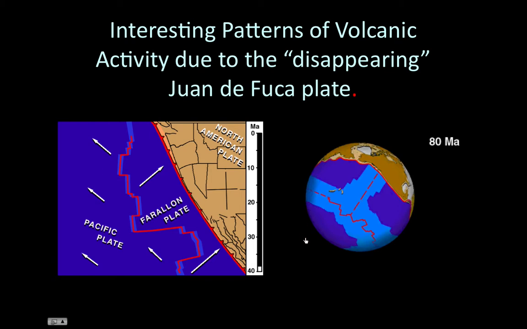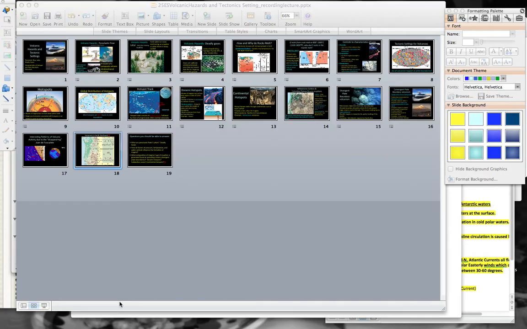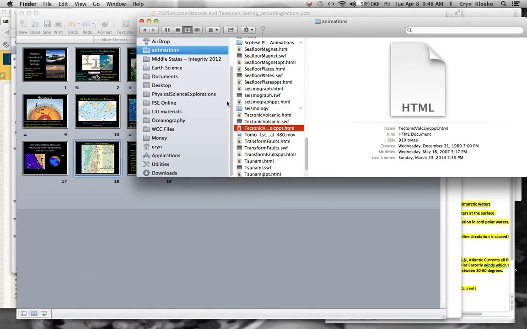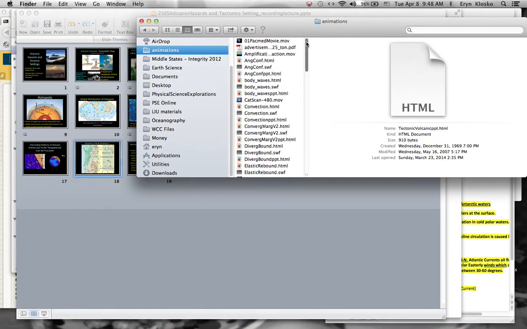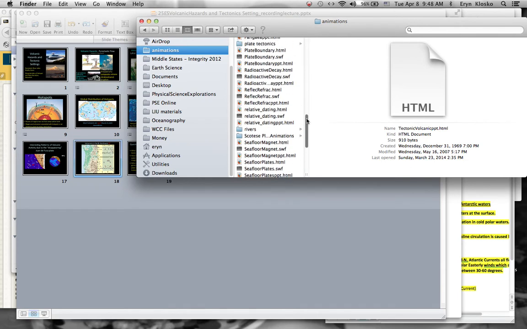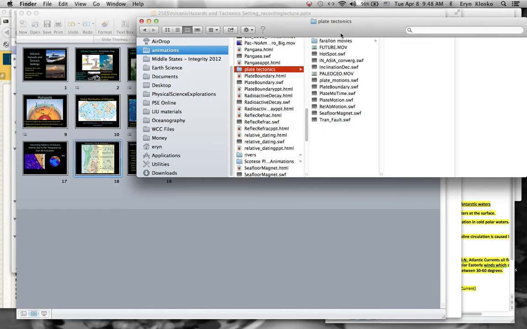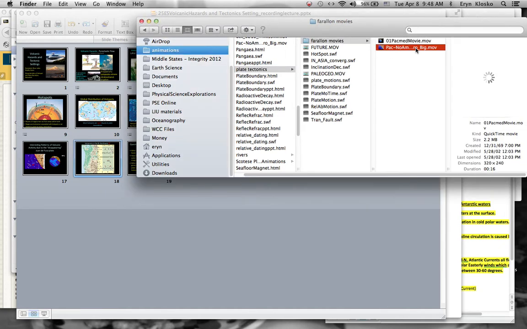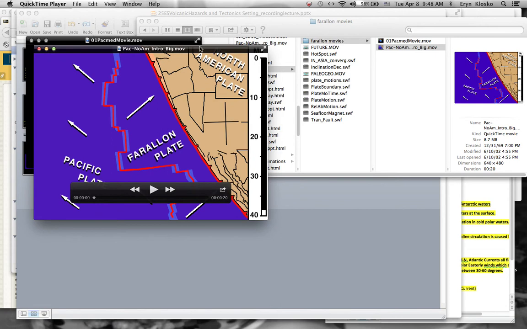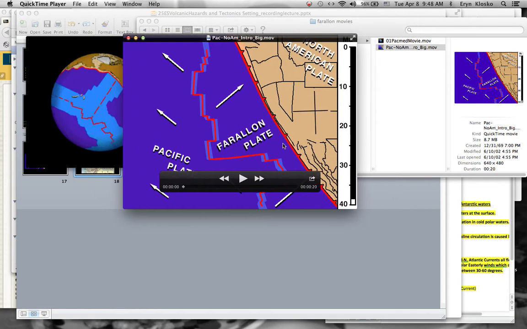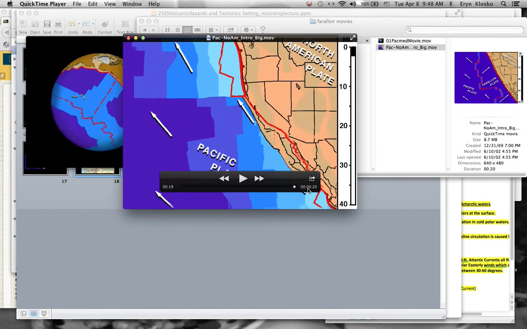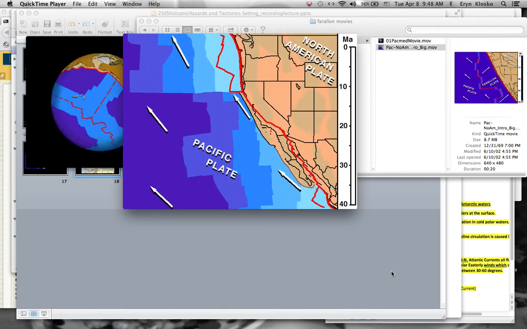I just wanted to point out some interesting results of the changing settings due to plate tectonic activity. If we can reenact what was happening in North America way back when, I'm going to open up this animation someplace else. I'm going to just bring up the actual file. I think I want to play it backwards. So in the setting along the west coast of North America, I'm just going to fast forward. I like to play this animation backwards for some reason.